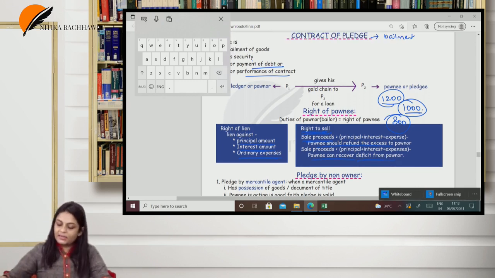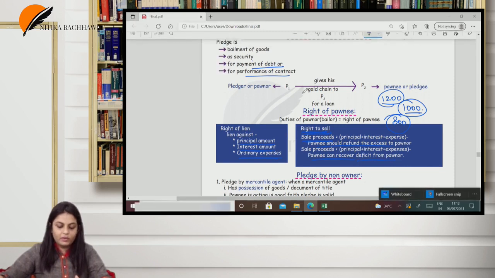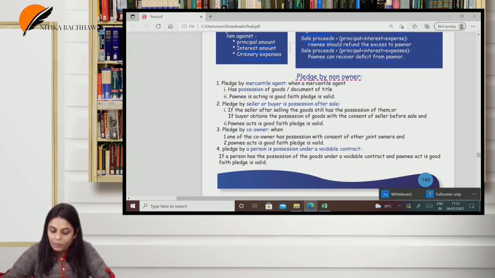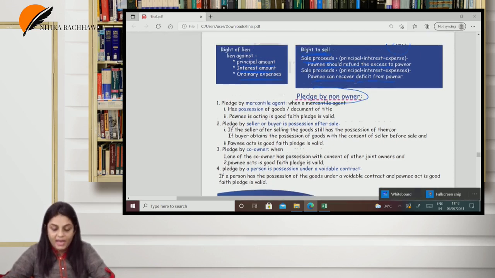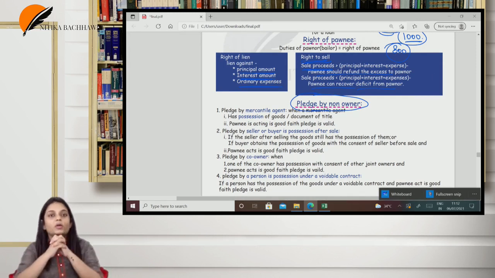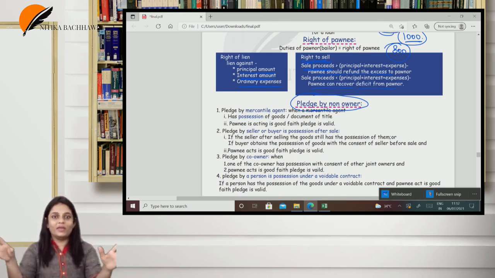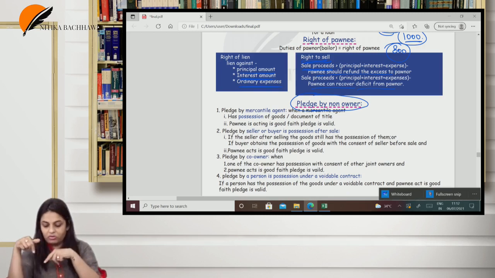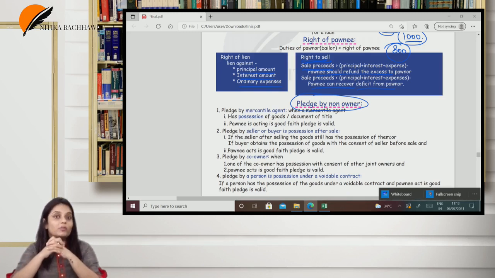That is it, because as I said, the duties are the same, so we don't have to go into that part at all. Now, pledge by non-owners. Can a non-owner of the goods pledge the goods? This always reminds me of Nemo Dat Quod Non Habet in the Sale of Goods Act. Sale by a non-owner, pledge by a non-owner. When I go through these points, you will recall all the points are the same as those of Nemo Dat Quod Non Habet.